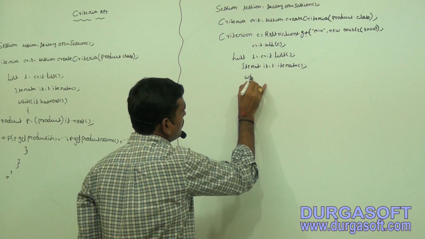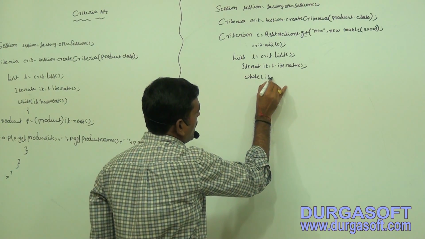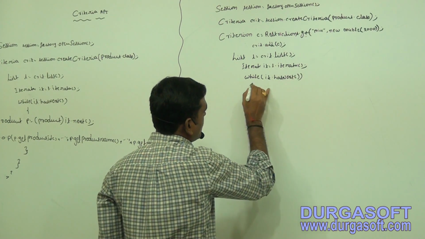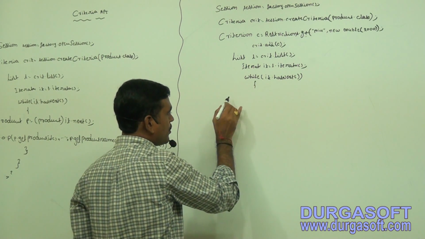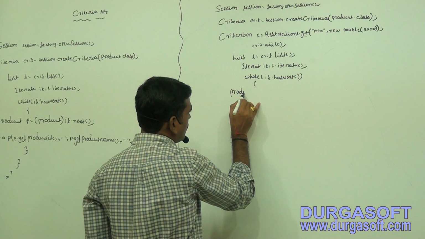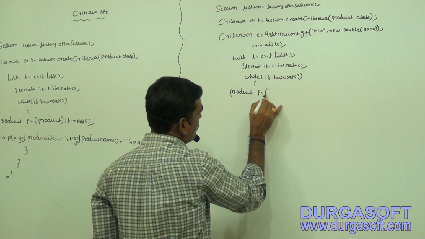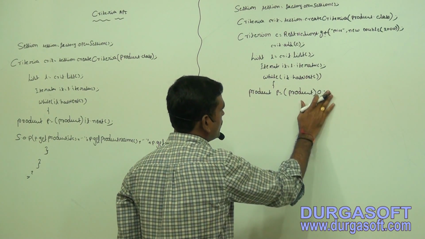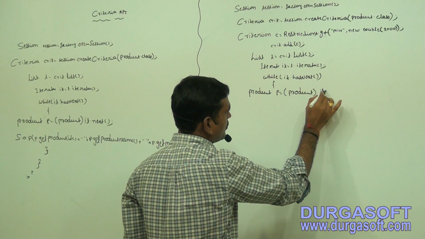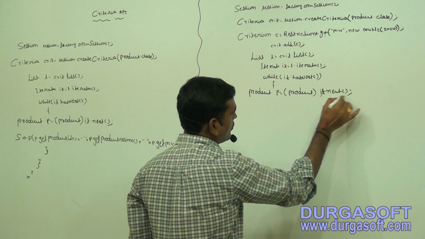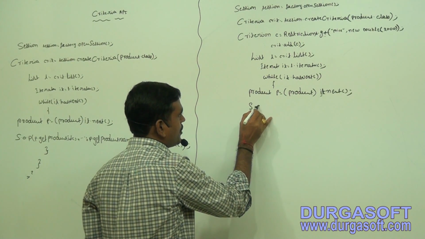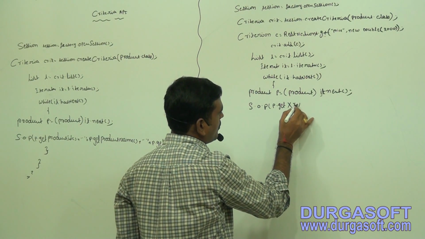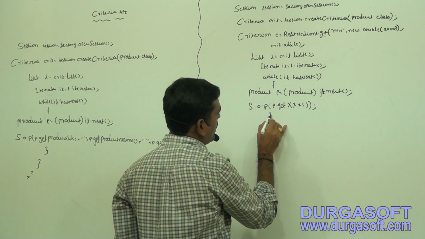While it dot hasNext. The next, Product P is equal to Product of it dot next. The next, System dot out dot println P dot get methods, product ID, product name, like this.